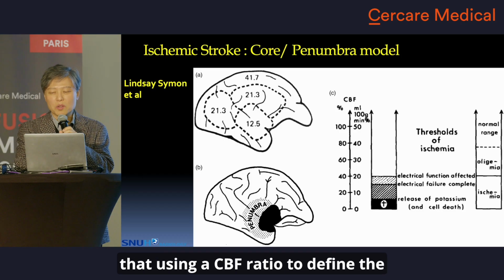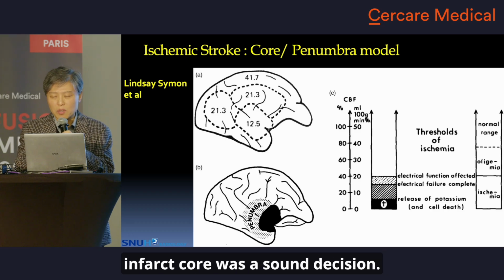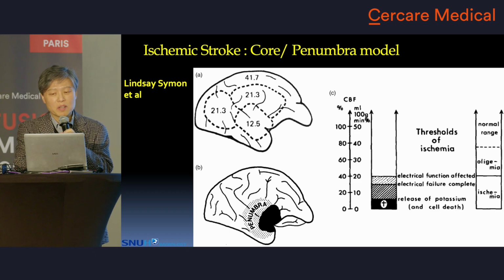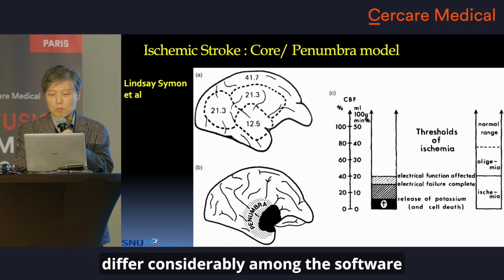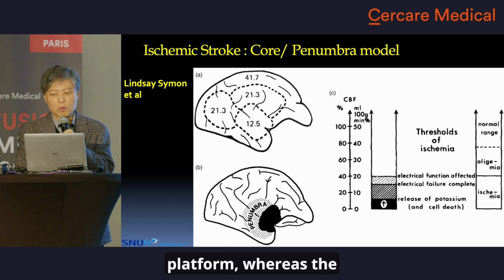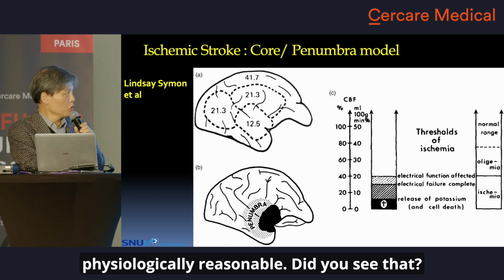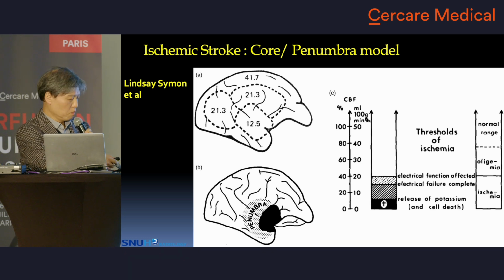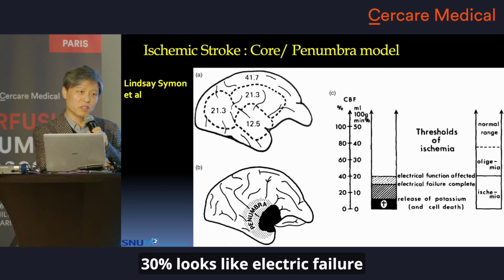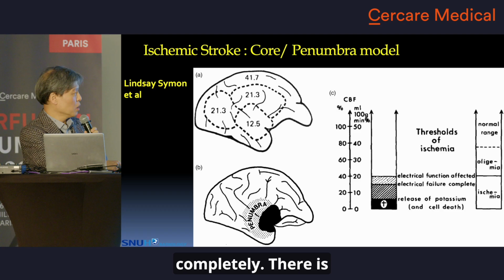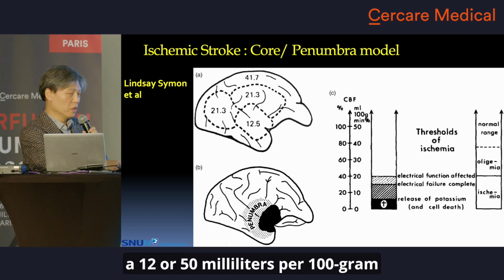I believe that using a CBF ratio to define the infarct core was a sound decision. Absolute CBF values differ considerably among software platforms, whereas the 30% threshold appears to be physiologically reasonable. 30% looks like electric failure completely. That is 12 or 15 milliliters per 100 grams per minute.